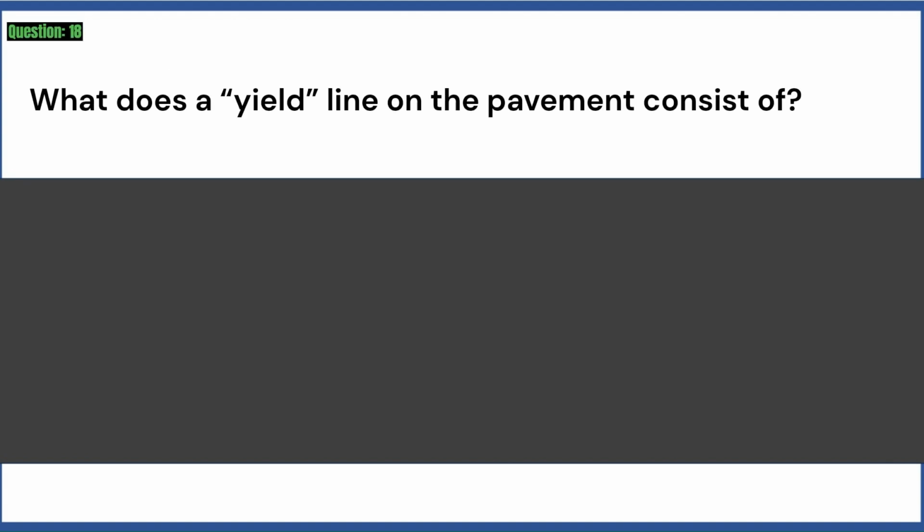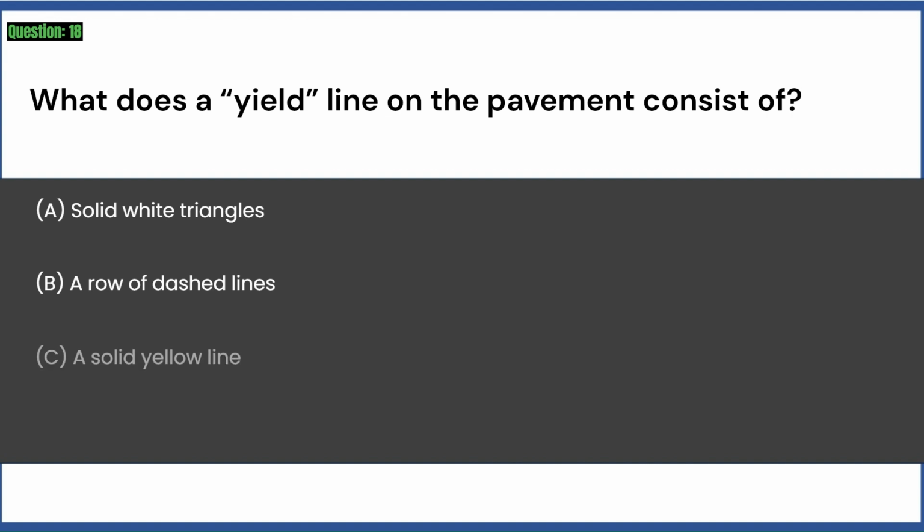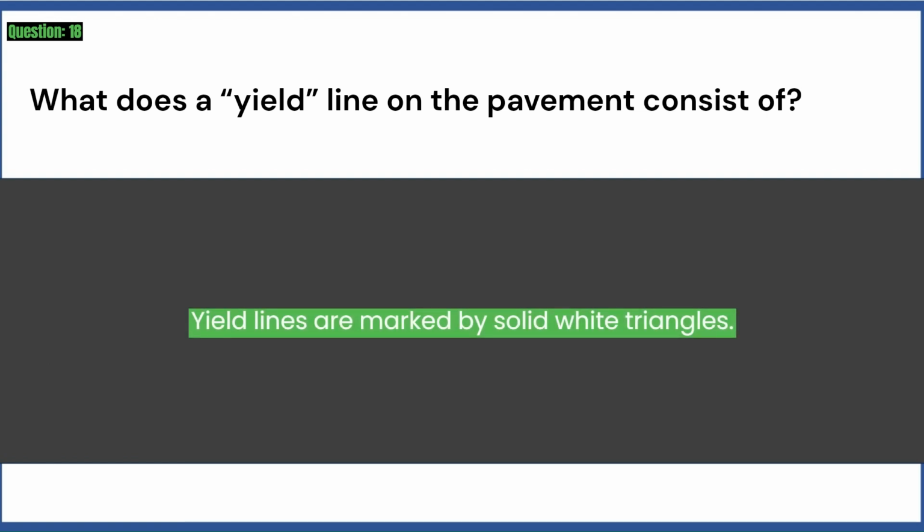What does a yield line on the pavement consist of? A. Solid white triangles. B. A row of dashed lines. C. A solid yellow line. D. A series of black dots. Answer, A. Yield lines are marked by solid white triangles.